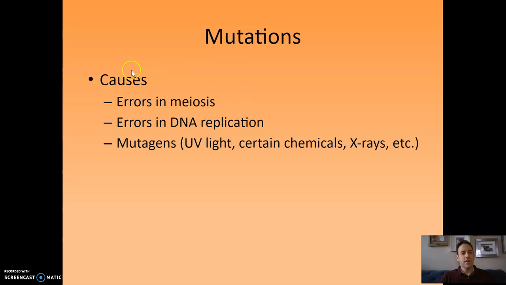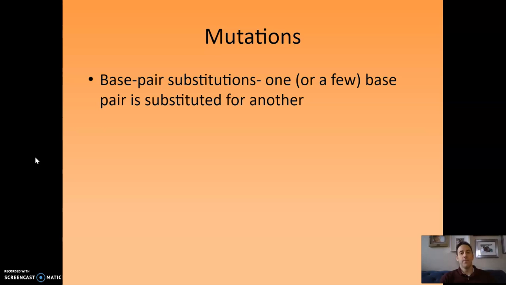So one is errors in meiosis that can occur, where it could be non-disjunction, where you get a whole extra chromosome. It could be like a little missing piece of a chromosome, something like that. We've talked about how an error in DNA replication can cause a mutation. And I don't think we've talked much about it, but mutagens can also do it. So exposure to UV light, certain chemicals like those in cigarettes, X-rays, these kinds of things can cause damage to the DNA as well.